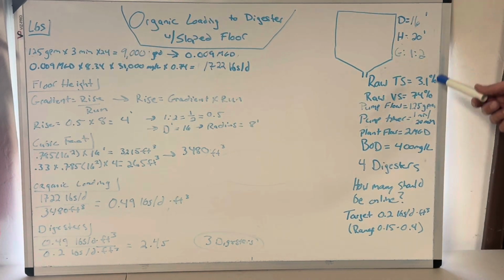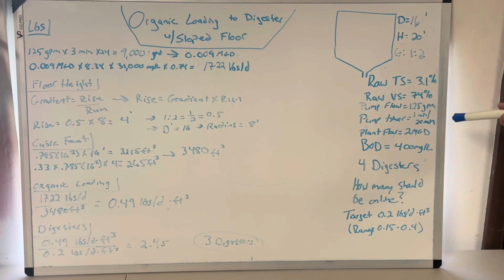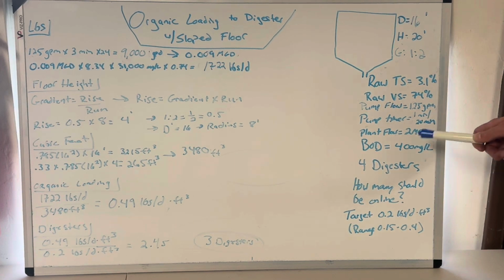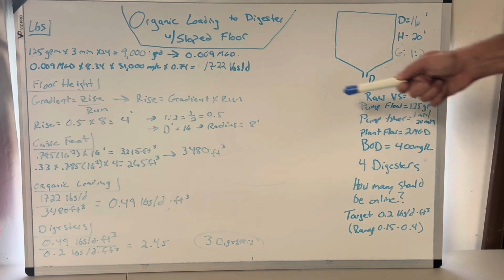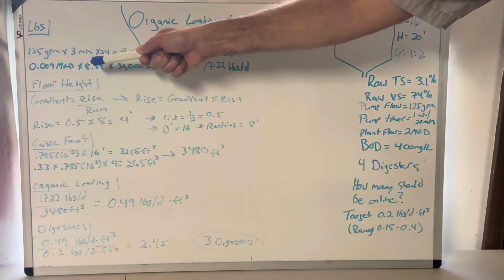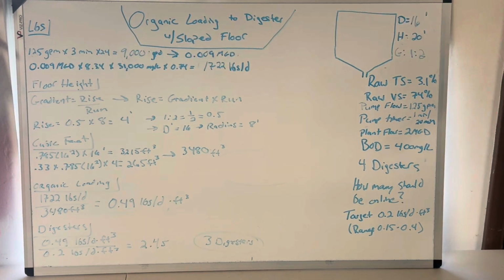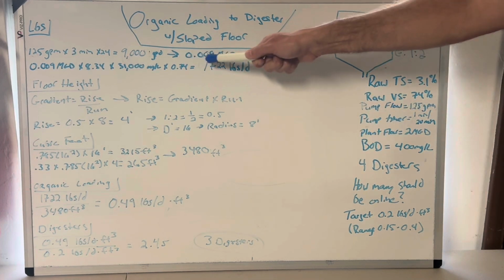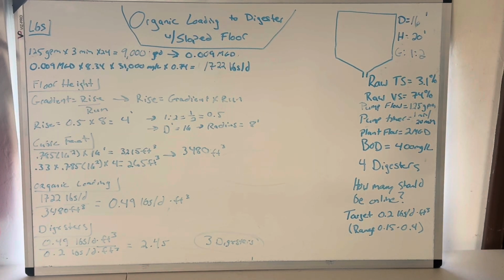It didn't tell me that there was a set hours per day, and they'll do that to you. You might see, and it ran for 10 hours. So keep your eyes peeled for that. But it didn't tell me that here, so I'm going to assume 24 hours in a day. Great. I've got 125 gallons a minute times 3 minutes per hour times 24 hours in a day gives me 9,000 gallons per day. Divided by a million, 0.009 MGD.